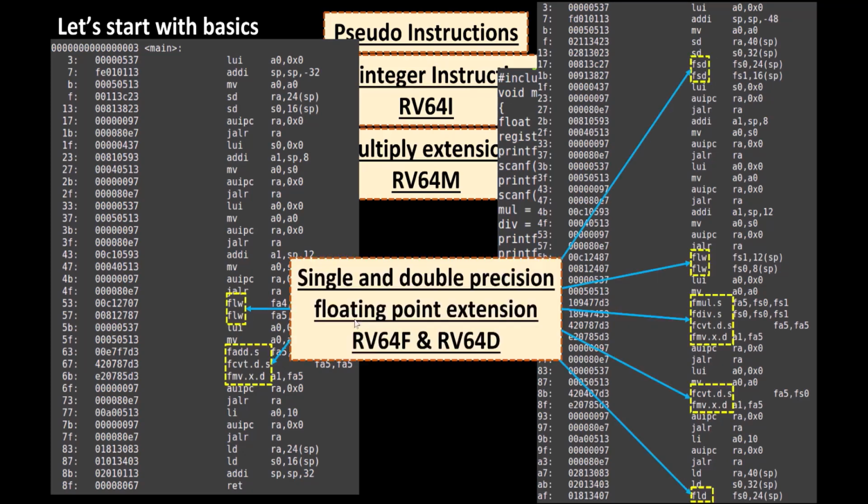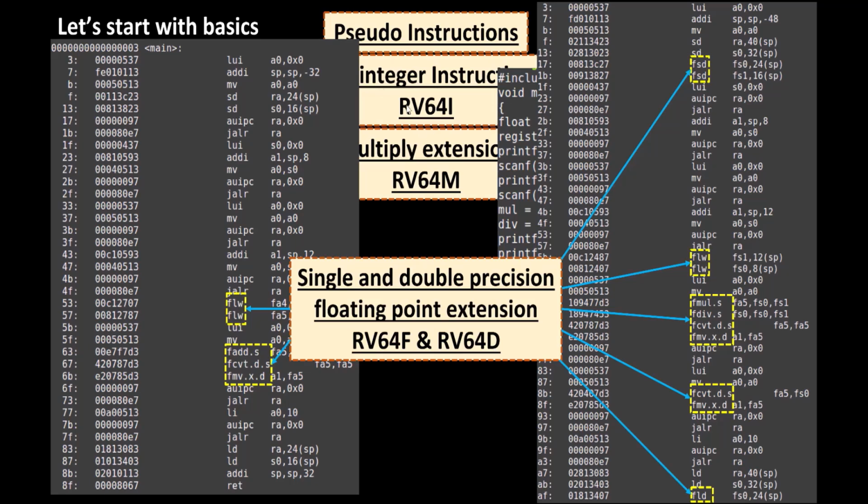If you look over here, there's a keyword called F. F stands for floating point, and all these instructions which deal with floating point numbers are called the single and double precision floating point extension. There are some instructions like FSD, FLW that are categorized in this set, and the nomenclature for these instructions is RV64F and RV64D.